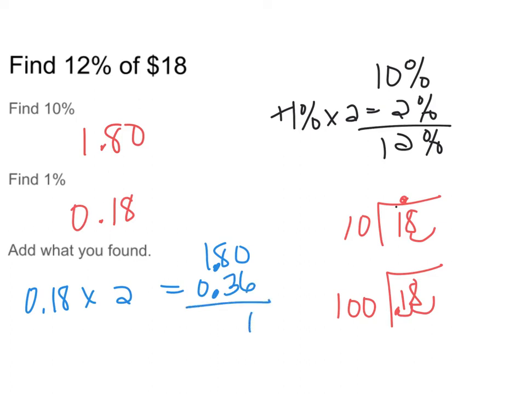So that's going to give you 6. 0 plus 6 is 6. 8 plus 3 is 11. I'm bringing that up. 1 plus 1 is 2. Bring the decimal straight down. And my answer is $2.16.